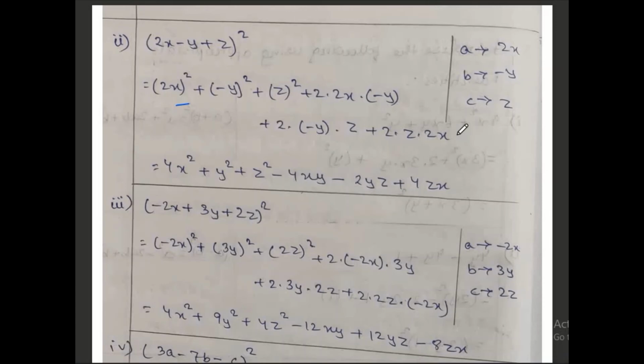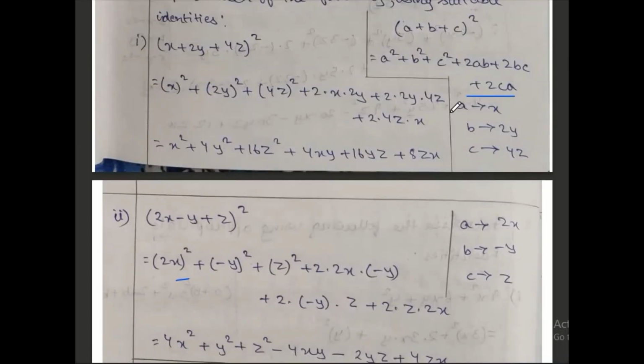So the formula we are using: a plus b plus c whole square is equal to, I am showing you again, a plus b plus c whole square equals a square plus b square plus c square plus 2ab plus 2bc plus 2ca.